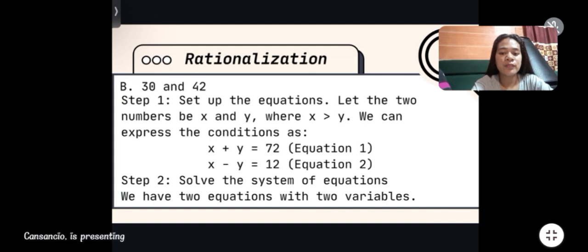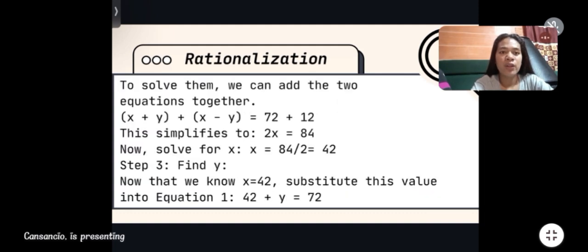We have two equations with two variables. To solve them, we can add the two equations together. x plus y plus x minus y is equal to 72 plus 12. This simplifies to 2x is equal to 84. Now solve for x. x is equal to 84 divided by 2, which is equal to 42.